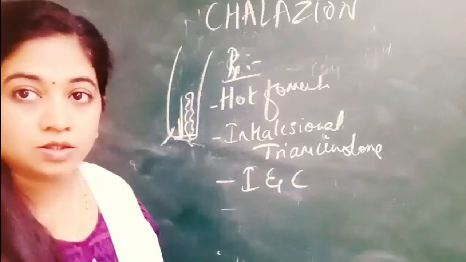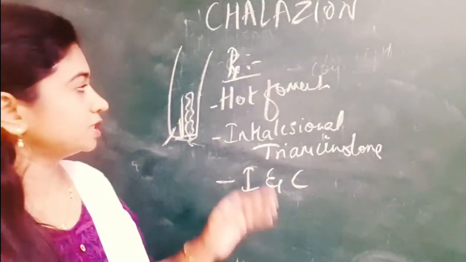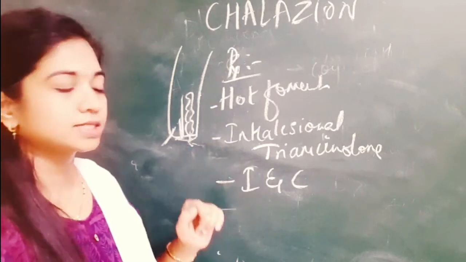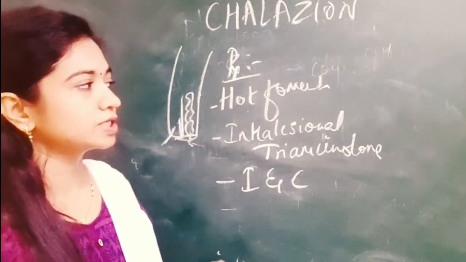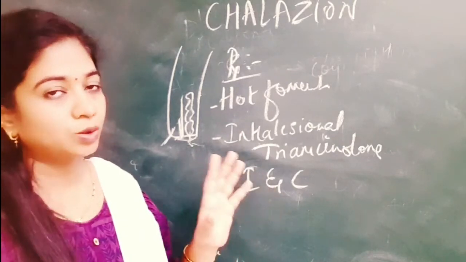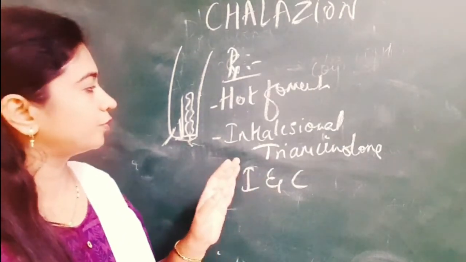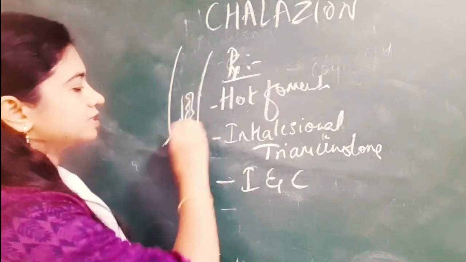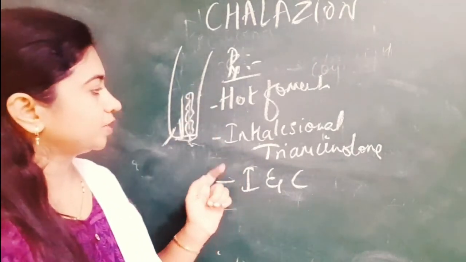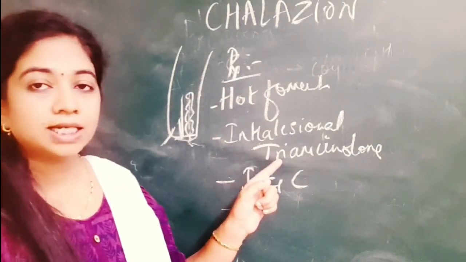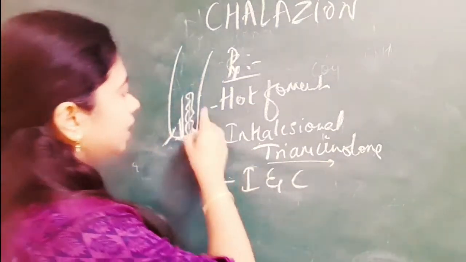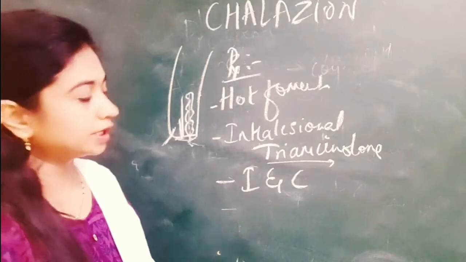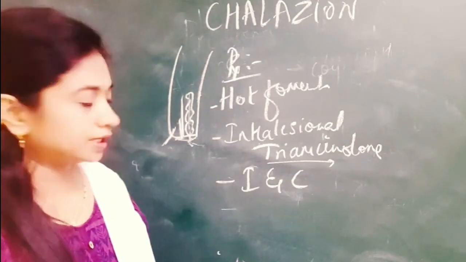So coming to the treatment options, we have hot fomentation, intralesional steroid injection, and incision and curettage. Coming to hot fomentation, give hot compresses 2 to 3 times a day for almost 4 to 5 days. It will liquefy the contents of the glands and helps in the drainage. Coming to the second treatment, intralesional long-acting steroids, that is triamcinolone, can be given into the lesion itself. Thereby you are reducing the inflammation and treating the chalazion.